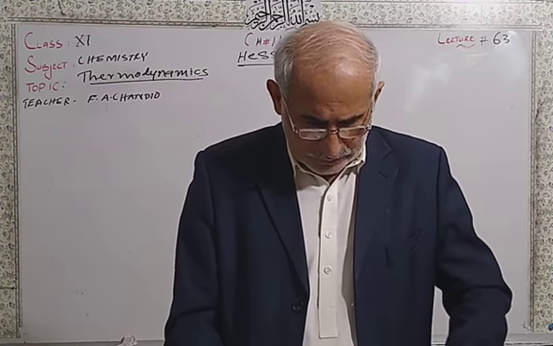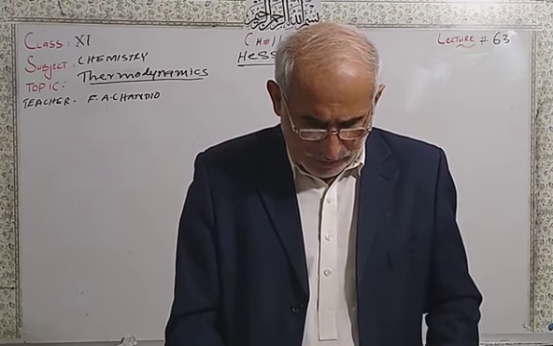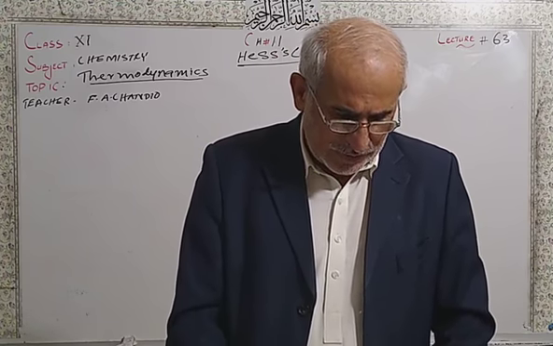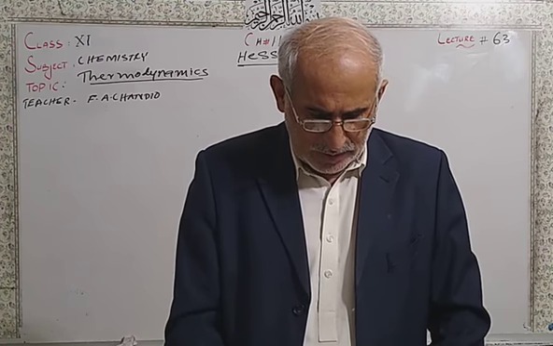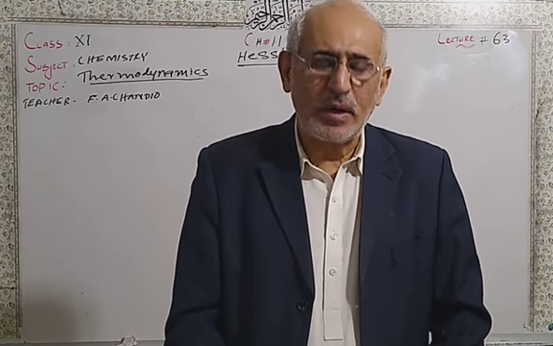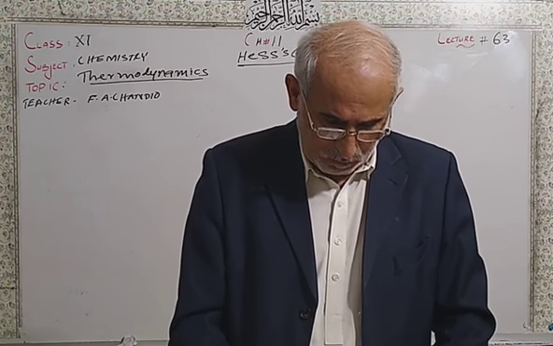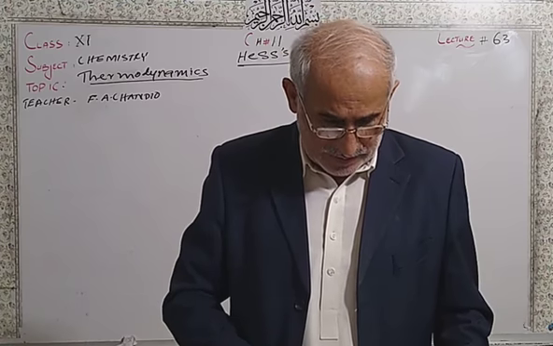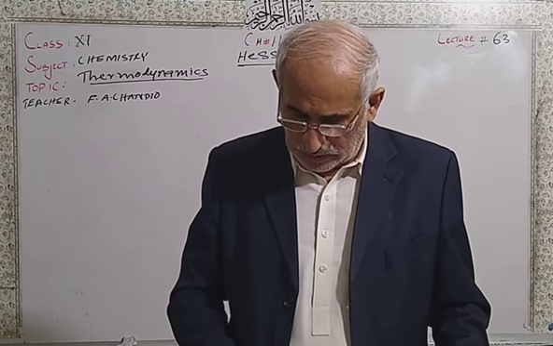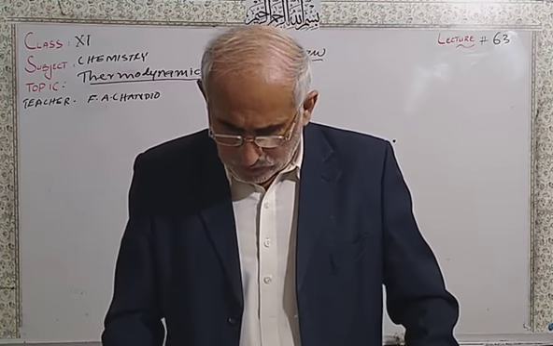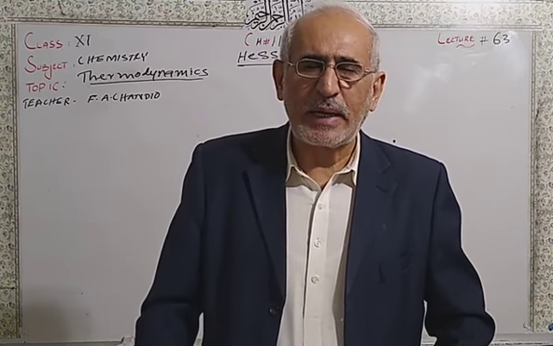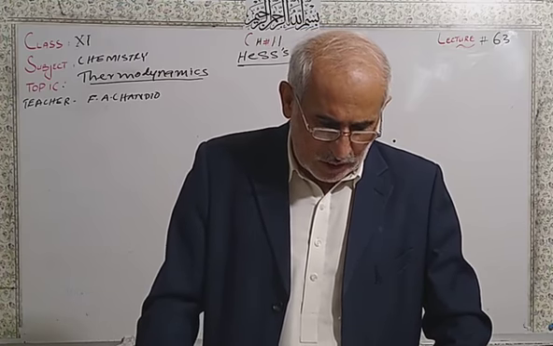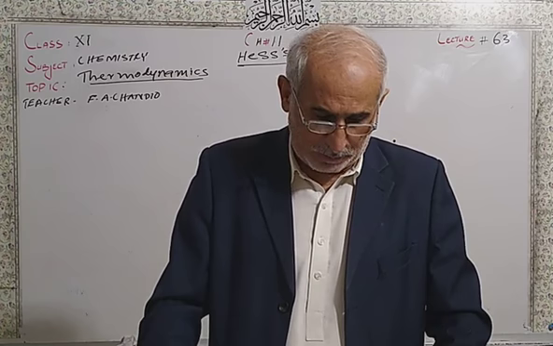The branch of chemistry which deals with the heat change of chemical reactions is called thermochemistry. So we will be talking about heat evolved and heat absorbed. According to the reduced syllabus, chapter 11, thermochemistry, the first topic is Hess's law of constant heat summation.